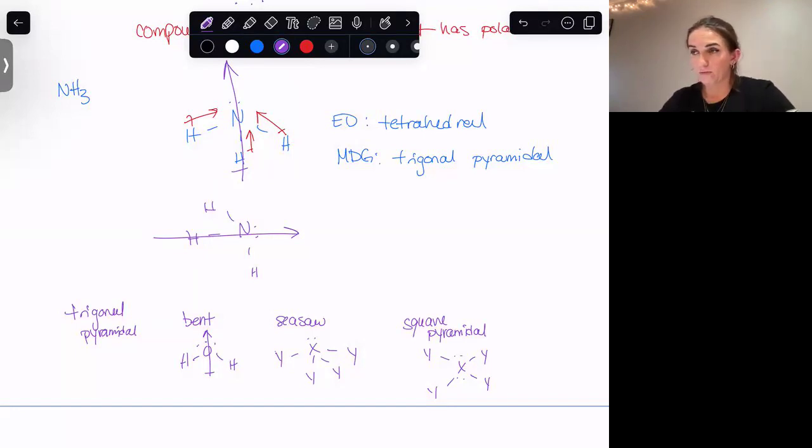For the trigonal bipyramidal, which is the five, that one looks like a triangle with two pyramids, right? You have your equatorial positions of the triangles.